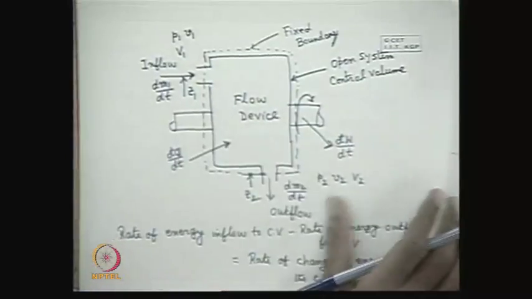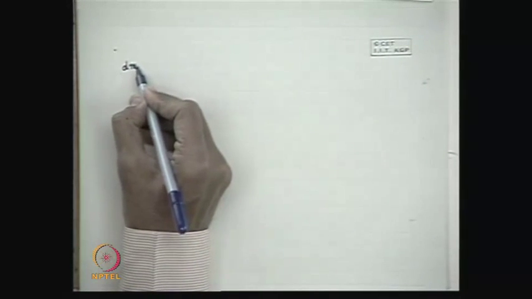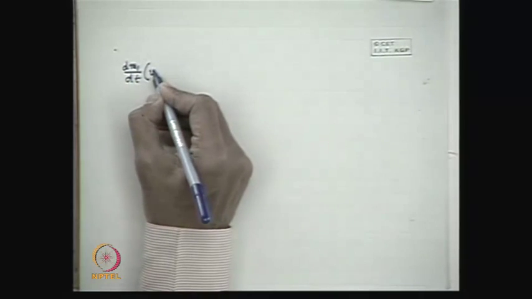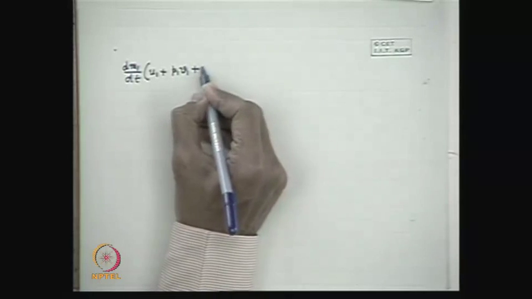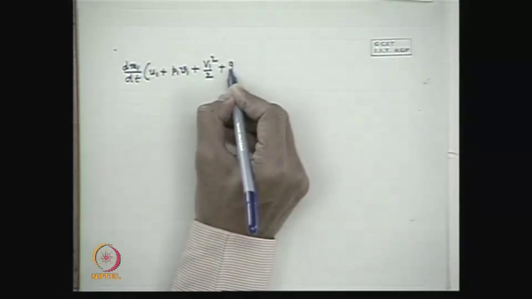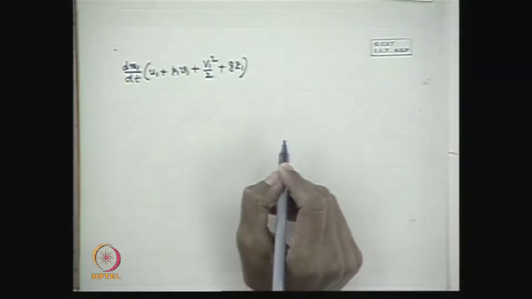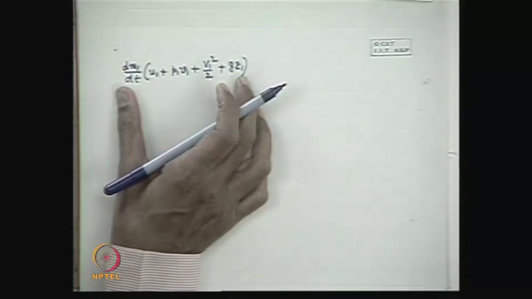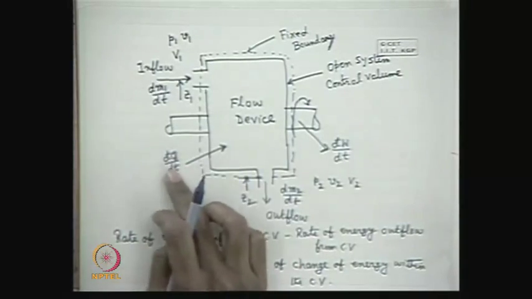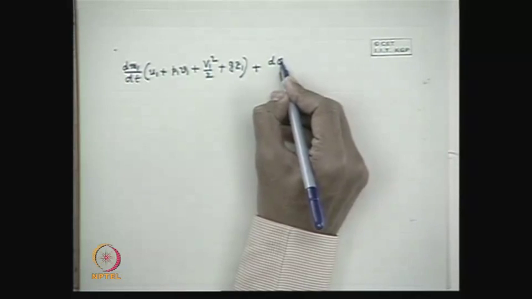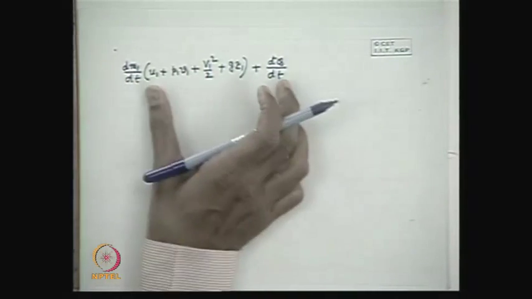Therefore, with this nomenclature, we can now write the rate of energy coming into the control volume associated with the inflow of fluid as dm1/dt, that is the rate, times the specific internal energy u1, plus the flow work, the pressure energy p1 v1, plus the kinetic energy per unit mass V1 squared by 2, plus the potential energy g Z1. We consider only the gravitational potential energy, that means no other external conservative force field is there. So, this is the rate of energy coming into the control volume through the inflow of fluid mass. Plus, as we have already considered in this figure, heat is being added to this control volume at a rate of dQ/dt. So, this is the inflow of energy to the control volume.